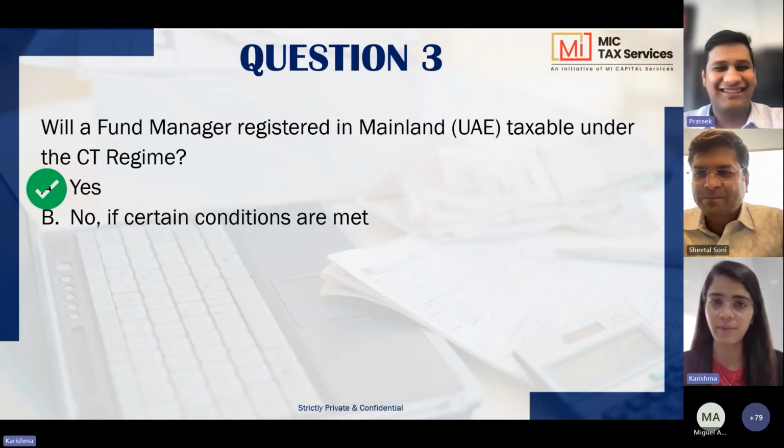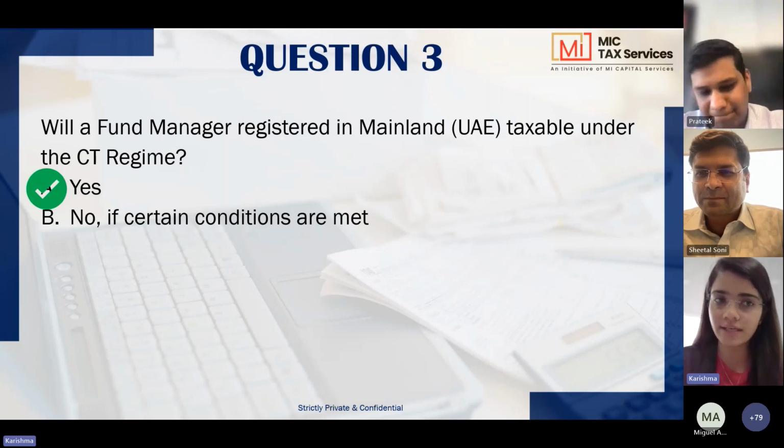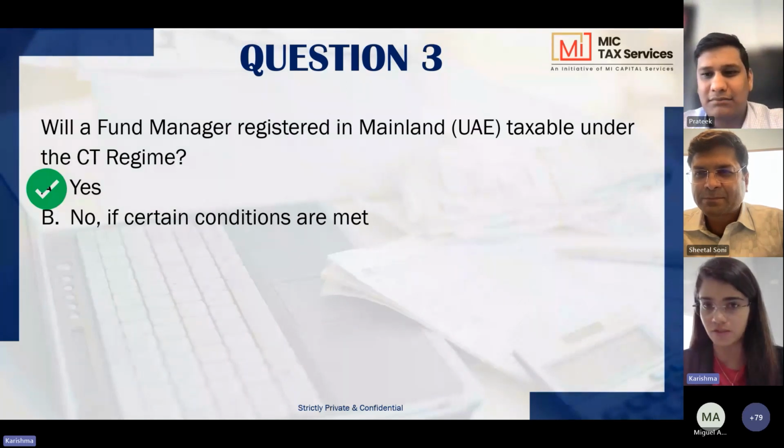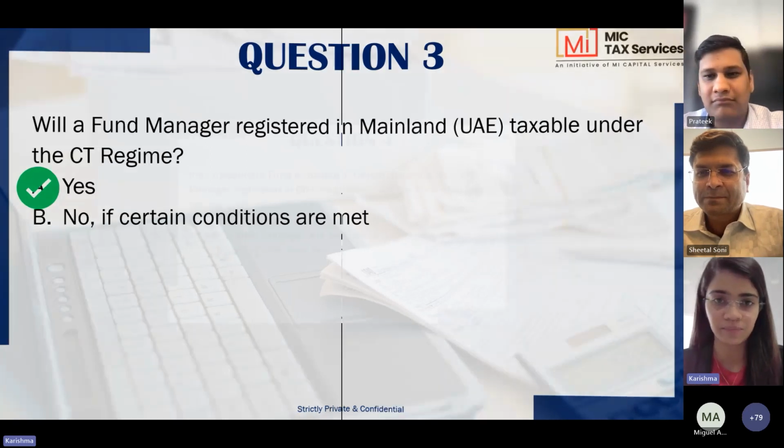Of course, if you're a fund manager registered in the mainland, even if you're a regulated fund manager located in the mainland, you would still come under the corporate tax regime. The only exemption would come if you are located in a free zone, and then you will get the qualifying activities exemption as explained earlier.